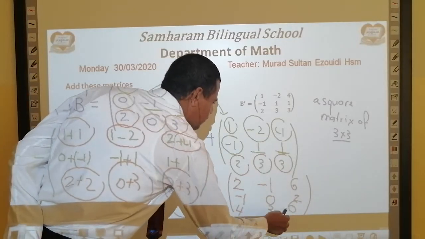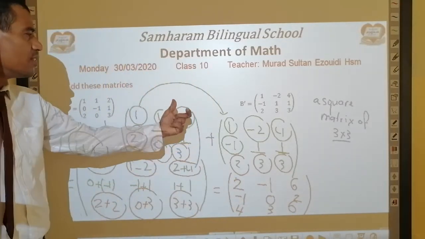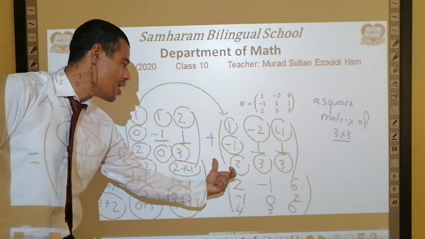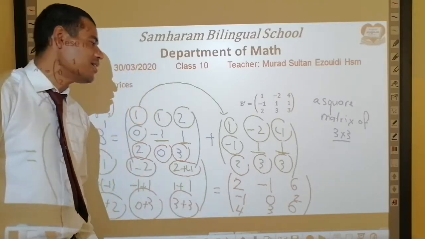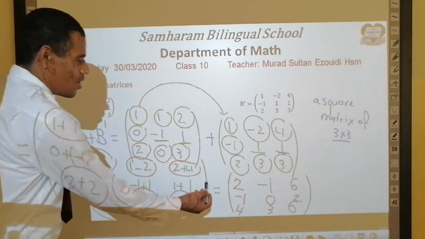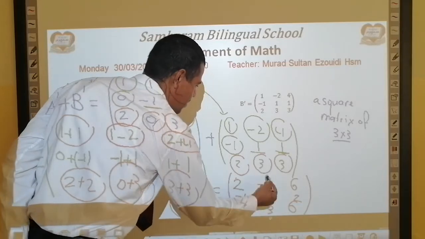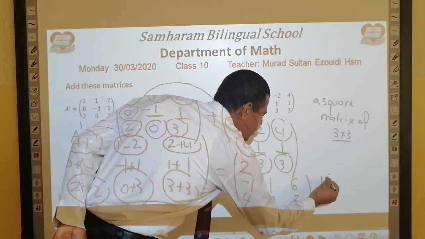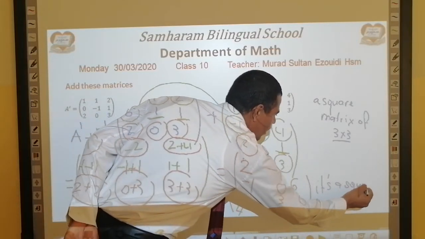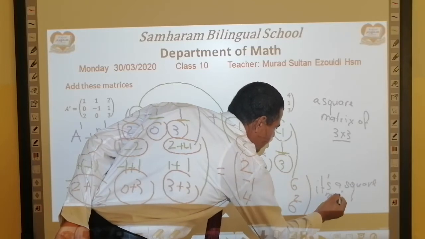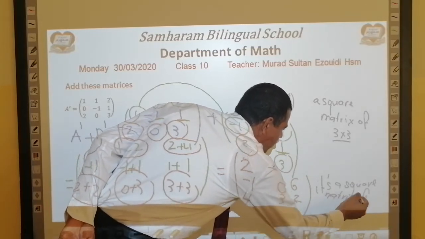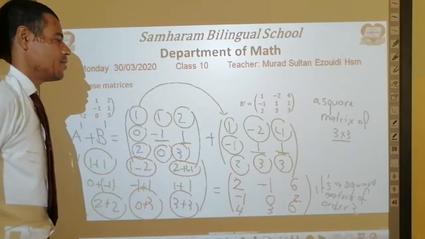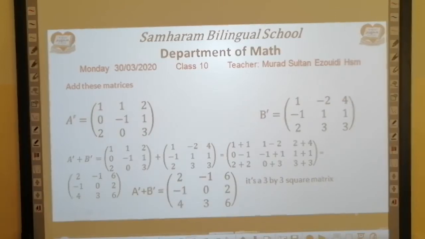So, what do you think? We started from square matrices, and if we add them, we will find square matrices, of course. Three rows and three columns, so it is a square matrix of order 3, because it's a square matrix. Okay, the next one, my kids.